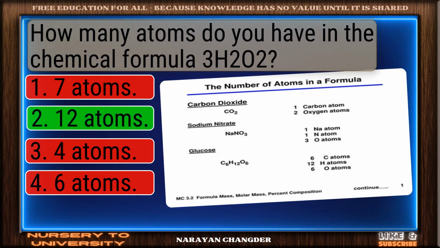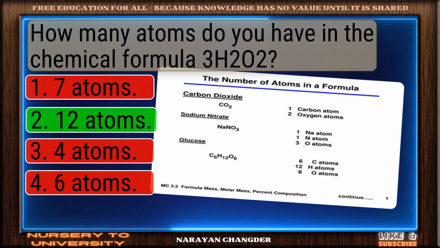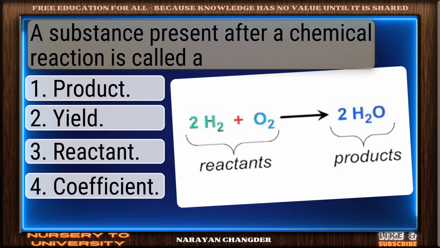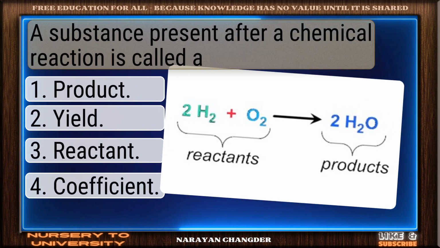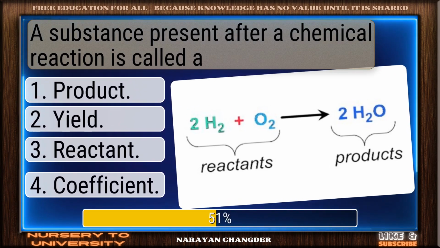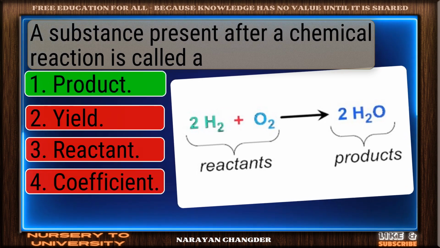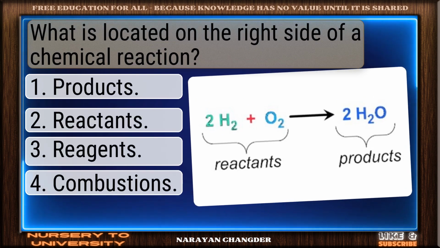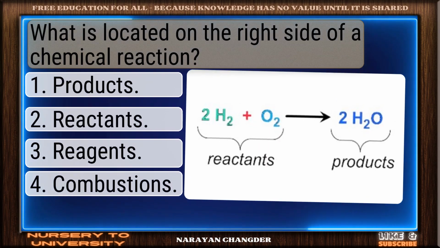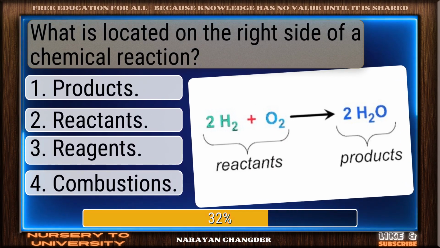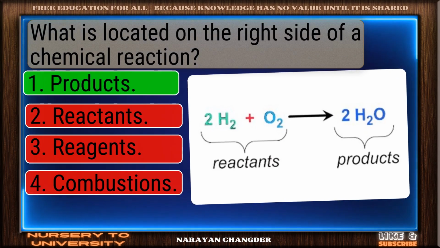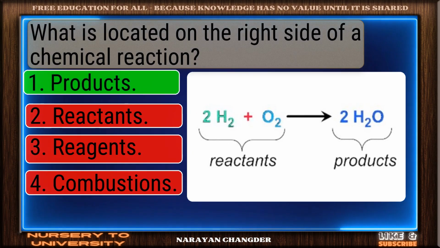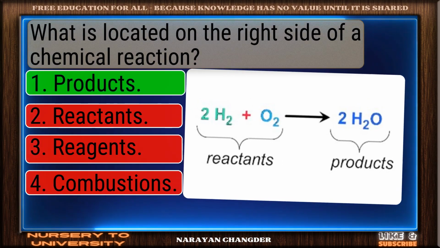Exactly. 12 atoms make sense and it is right choice. A substance present after a chemical reaction is called a... Nicely done. Product is a solid answer. What is located on the right side of a chemical reaction? You got it. Your choice, products, is right.